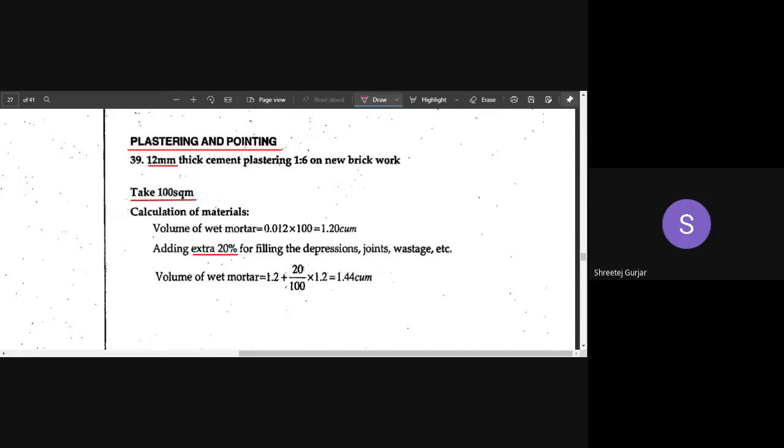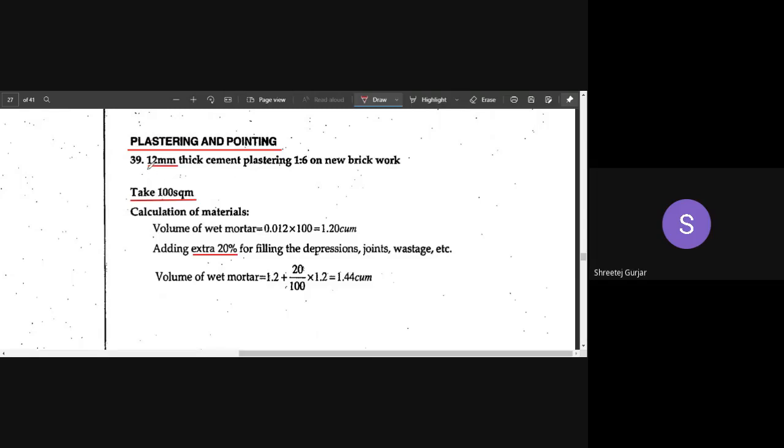Good morning, students, and welcome back to another session of quantity surveying and contract management, wherein we were dealing with analysis of rates. So, in this session, we will start from plastering and pointing and learn how to analyze the rates of various items of works. Coming to plastering and pointing.